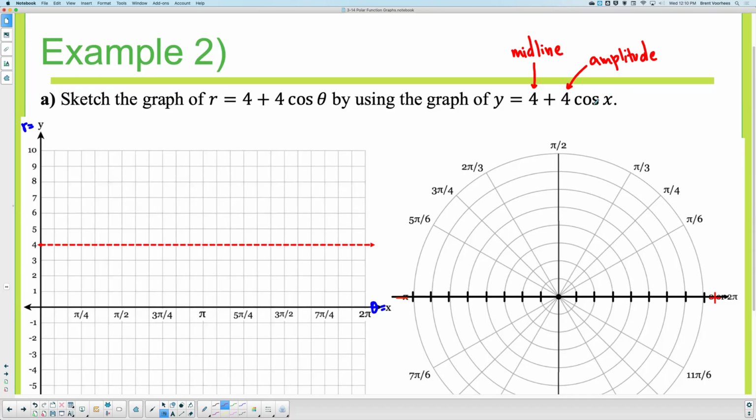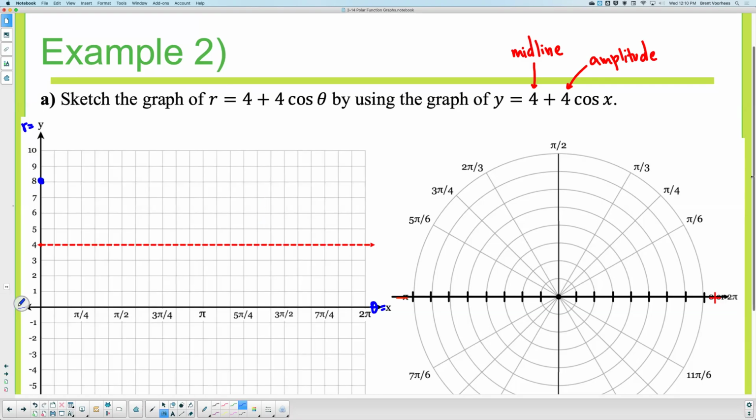Okay, question for you. Cosine. Which variable is cosine? X. So when I start at 0, is cosine at its maximum, its minimum, or its midline? Cosine is x. When you start here, is the x value on the unit circle the maximum, the minimum, or the midline for x? Max. Cosine's max is 1. So this will be 4 plus 4 times 1. What's 4 plus 4 times 1? 8. We'll begin at the maximum value, which is 8. Go over here, put a dot there.